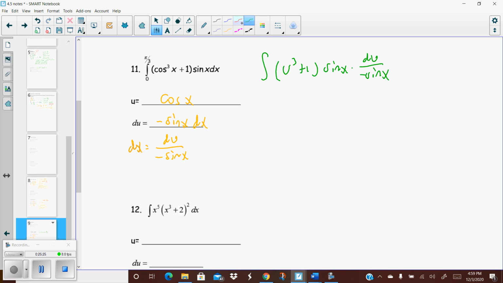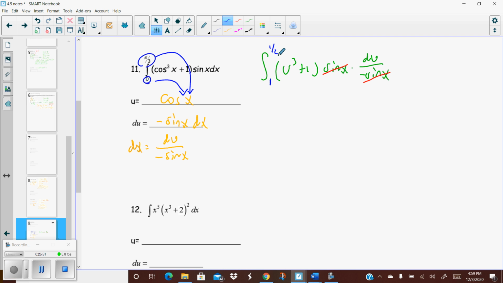Now this is the way that you would leave it if you were going to change the bounds back at the end. I am going to change the bounds now. So if I were to take 0, plug it in for x, cosine of 0 is 1. That's my new lower bound. If I was to take pi thirds and plug it in for x, cosine of pi thirds is a half, so that's my new upper bound.